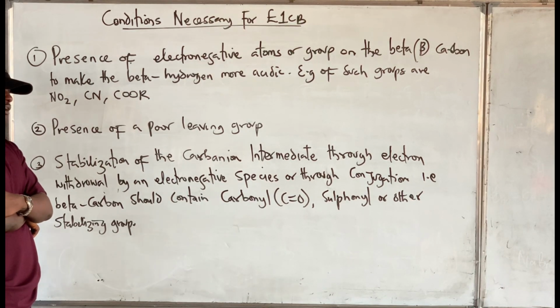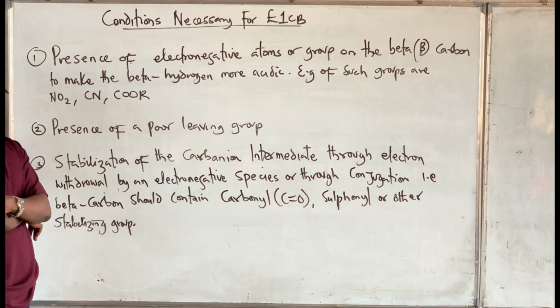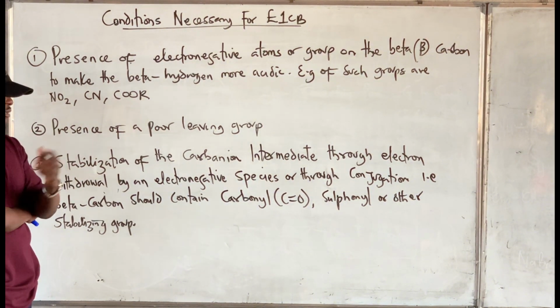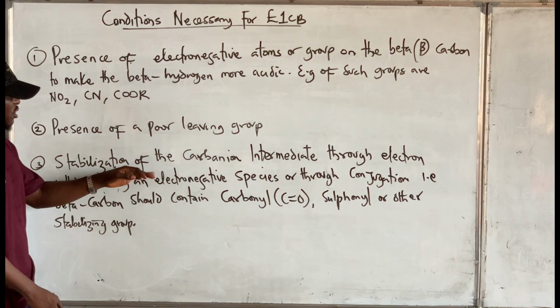Presence of a poor leaving group, right? A poor leaving group cannot go for E2. I just told us it can go for E1. Since this one is also E1CB, you can also use this method to remove that group. Stabilization of the carbanion.